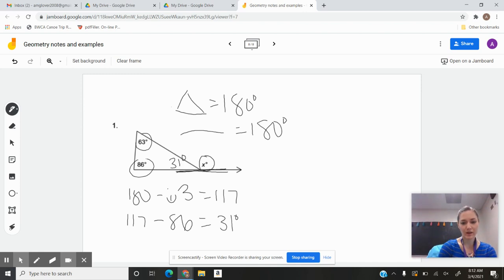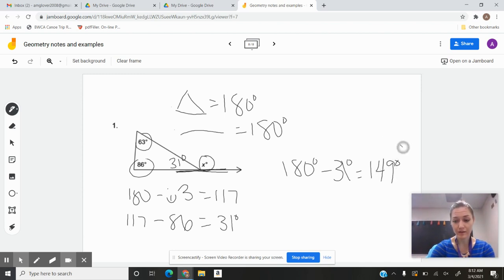Now I can use this little line principle, where I know that the angle of a straight line is 180 degrees, and I know that this angle is 31 now. So I can take 180 minus 31, and I am going to get 149 degrees. So that would be your answer. We were looking for the angle on the outside of the triangle. If you guys have any questions, feel free to ask.